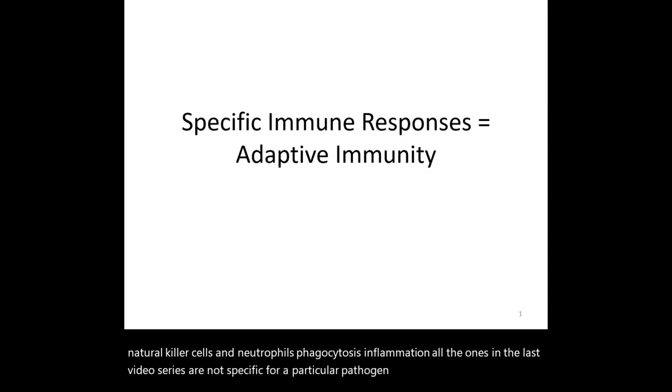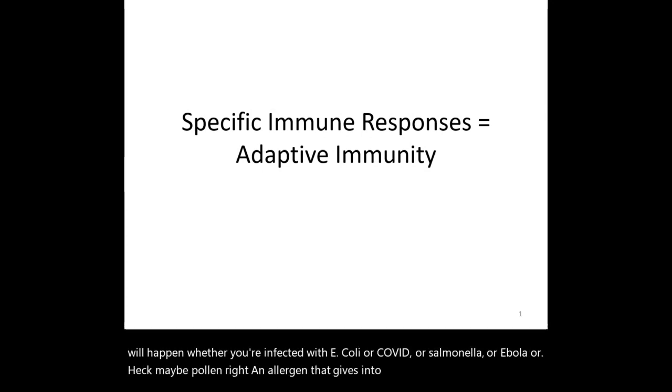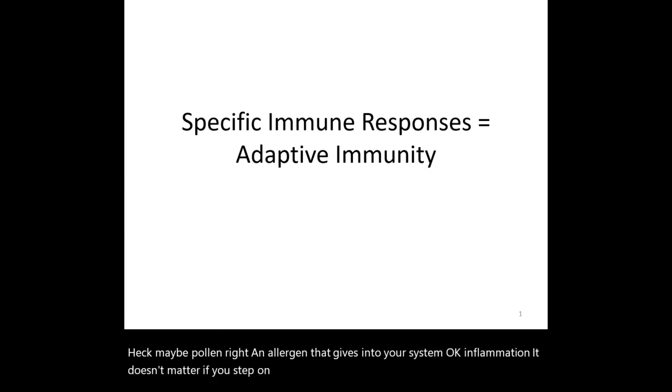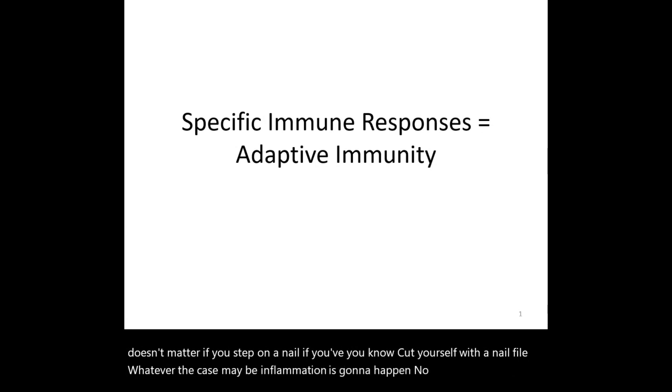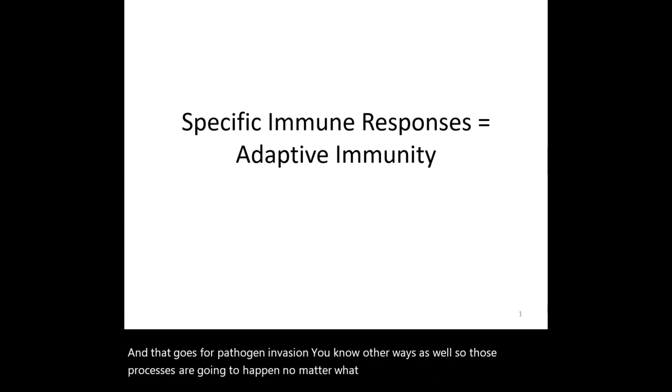That means phagocytosis will happen whether you're infected with E. coli or COVID or salmonella or Ebola or heck, maybe pollen, right? An allergen that gets into your system. Okay, inflammation. It doesn't matter if you step on a nail, or cut yourself with a nail file, whatever the case may be. Inflammation is going to happen no matter what the cause. And that goes for pathogen invasion, other ways as well. So those processes are going to happen no matter what is going on, what has caused it.